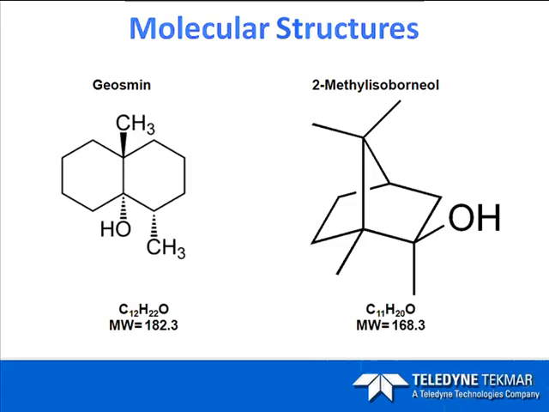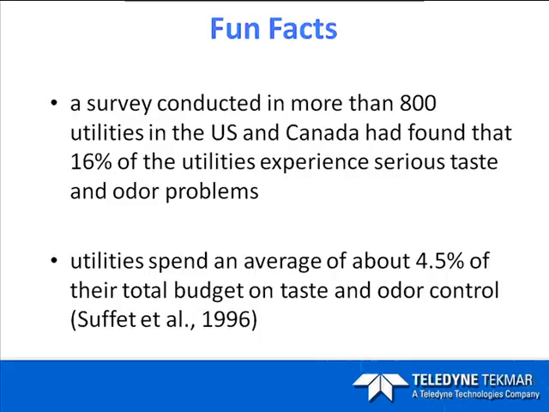A survey conducted in more than 800 utilities in the U.S. and Canada had found that about 16% of the utilities experienced serious taste and odor problems. And this study was done in 1996. I haven't been able to find anything more recent, so I'm sure that number has increased quite a bit. And some of these utilities spend an average of about 4.5% of their total budget on the taste and odor control. And basically that means they're spending that money to minimize those microbes.